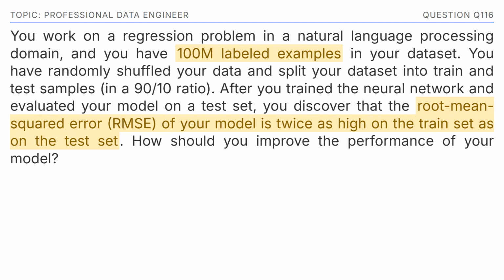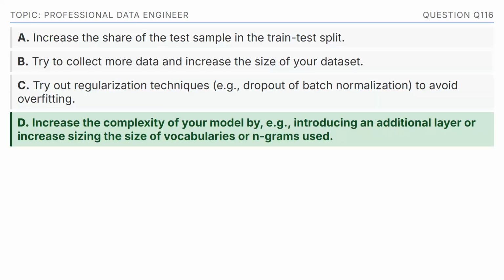To arrive at the correct answer, we focus on the keywords 100M labeled examples, root mean squared error, RMSE, of your model is twice as high on the train set as on the test set. The correct answer is option D, increase the complexity of your model by, e.g., introducing an additional layer or increasing the size of vocabularies or n-grams used.